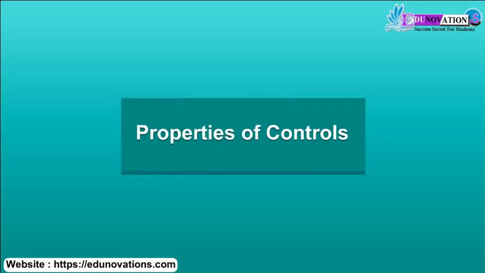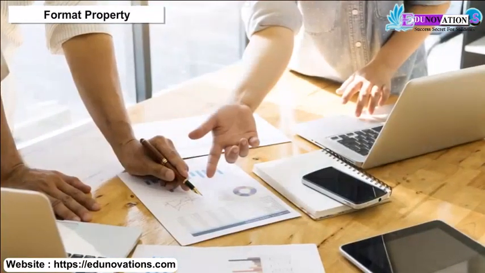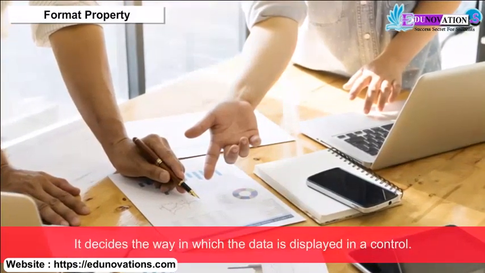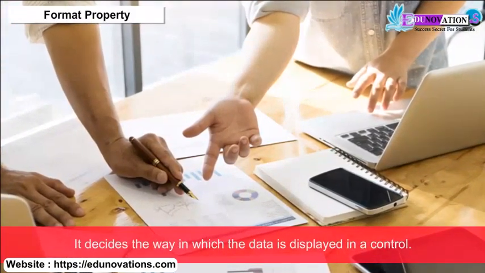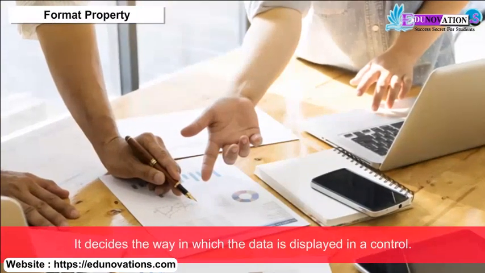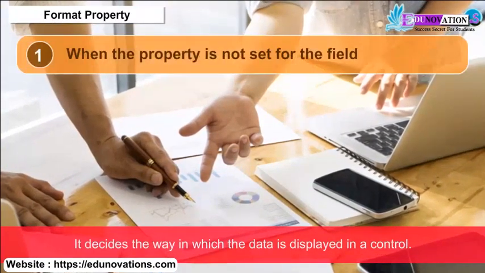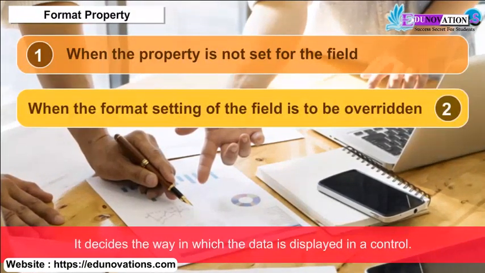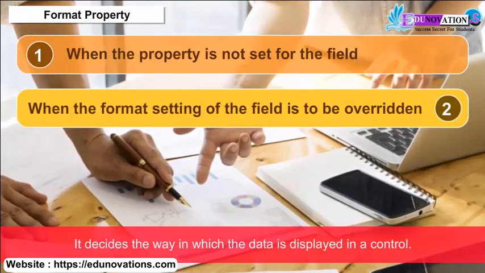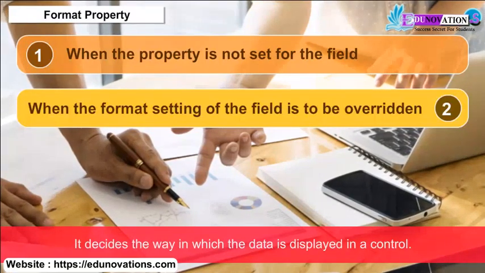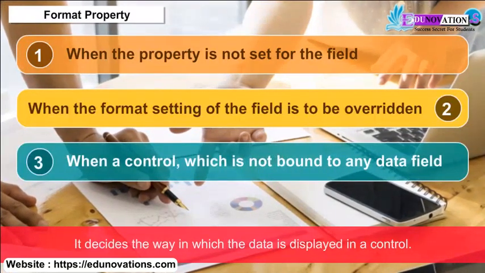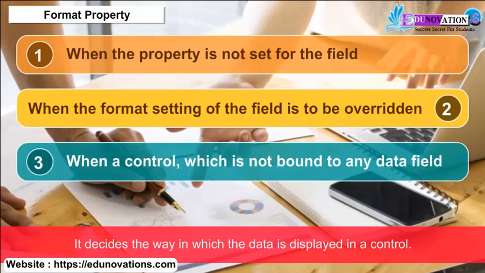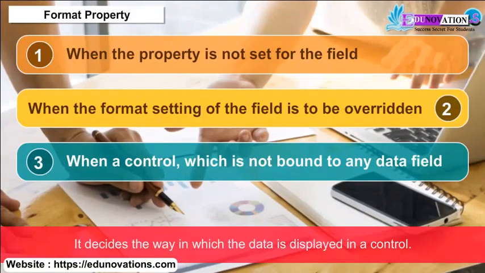Properties of controls. Format property. It decides the way in which the data is displayed in a control. It is set and used in three situations. 1. When the property is not set for the field. 2. When the format setting of the field is to be overridden. 3. When a control, which is not bound to any data field, is to be displayed in a particular manner.